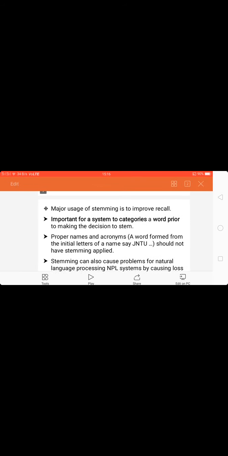So in stemming, we are saying it is improving the recall. It is important for a system to characterize a word prior to making the decision to stem. Proper names and acronyms should be handled carefully when searching. Stemming can also cause problems in natural language processing, in which loss of information will occur.